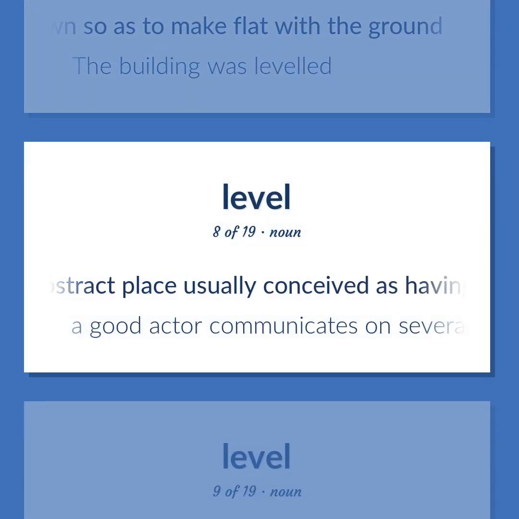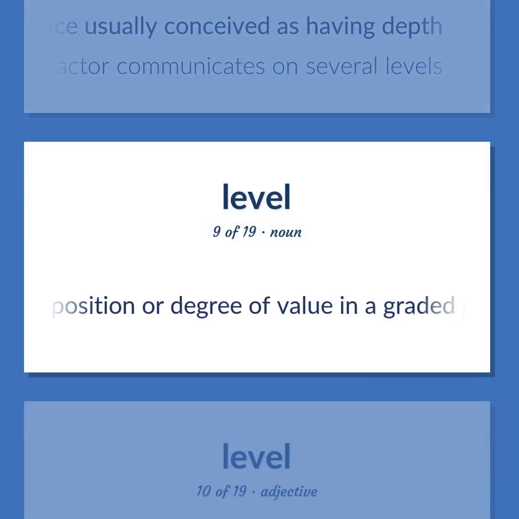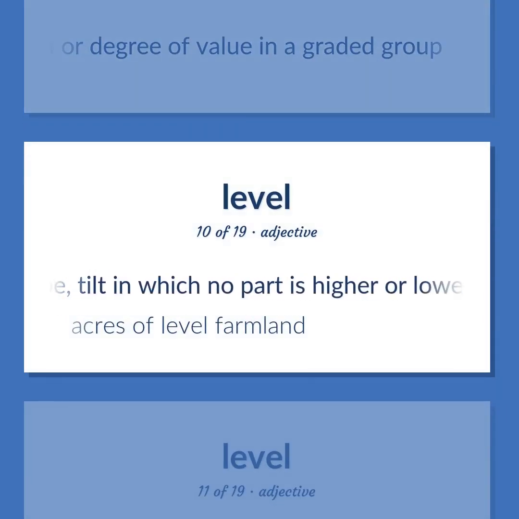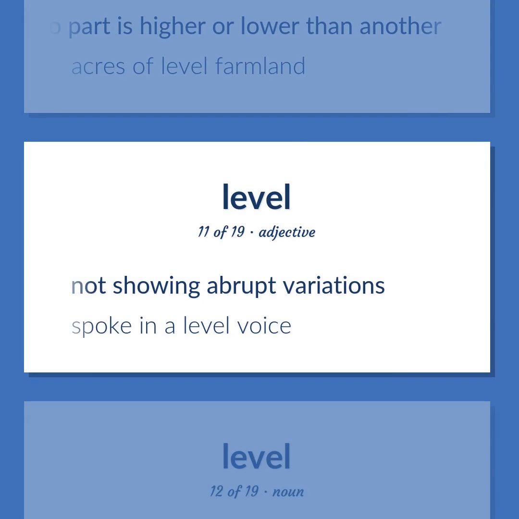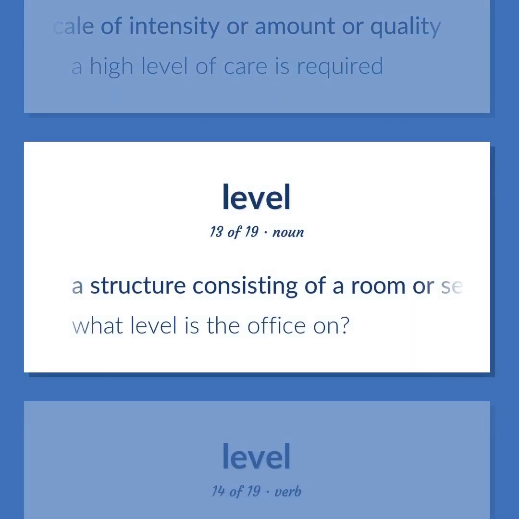An abstract place usually conceived as having depth. A good actor communicates on several levels. A relative position or degree of value in a graded group. Having a surface without slope, tilt in which no part is higher or lower than another. Acres of level farmland. Not showing abrupt variations. Spoke in a level voice. A position on a scale of intensity or amount or quality. A high level of care is required. A structure consisting of a room or set of rooms at a single position along a vertical scale. What level is the office on?